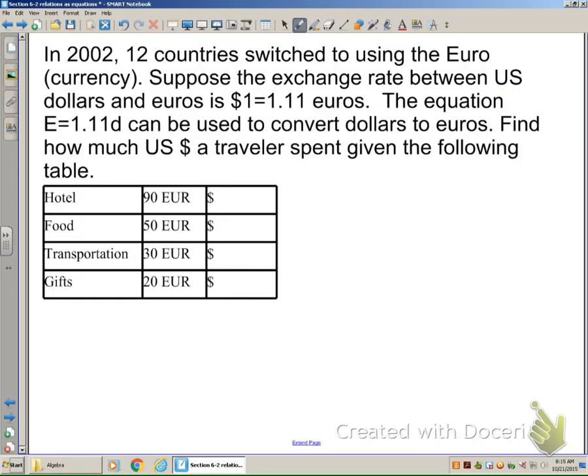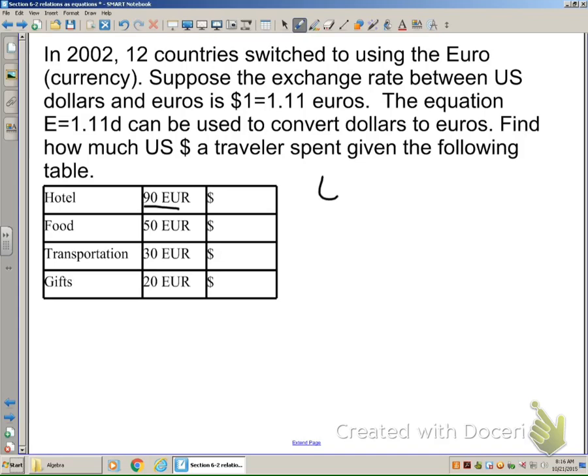Let's try another one. This says in 2002, 12 countries switched to using the euro, which is just a form of currency. Suppose the exchange rate between US dollars and euros is $1 equals 1.11 euros. The equation E equals 1.11D can be used to convert dollars to euros. Find how much U.S. dollars a traveler spent given the following table. So, for his hotel, he spent 90 euros. We need to find out how much money that cost.